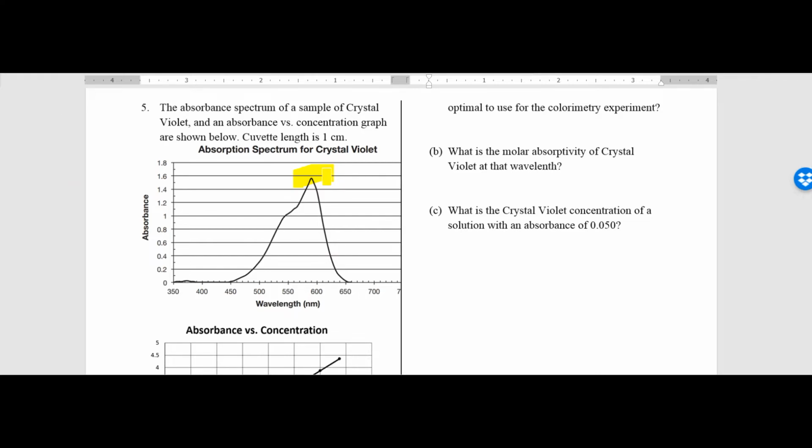So question number 5 says the absorbance spectrum of a sample of crystal violet and an absorbance versus concentration graph are shown below. The cuvette length is 1 centimeter. So if you look right here, this is absorbance on this side, and this is wavelength on the x-axis. And this is for crystal violet. So this is the absorption spectrum for crystal violet.